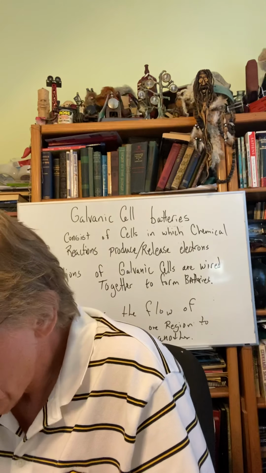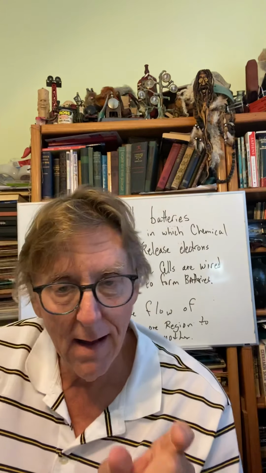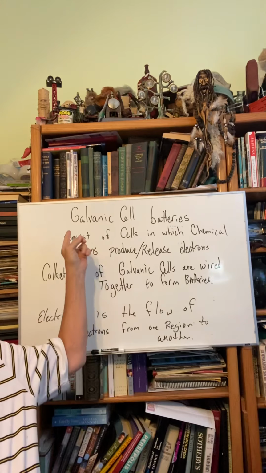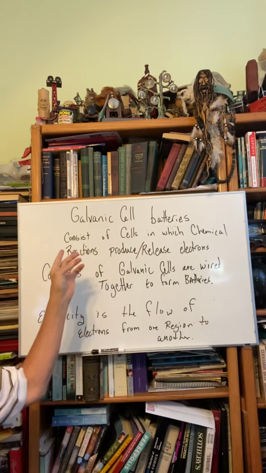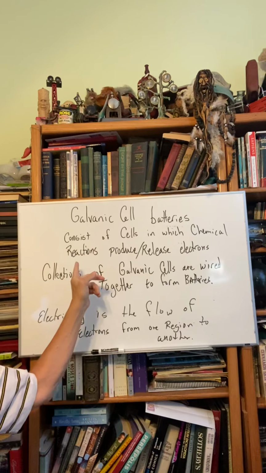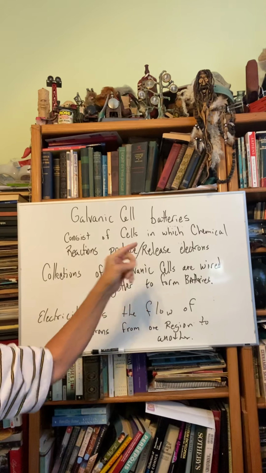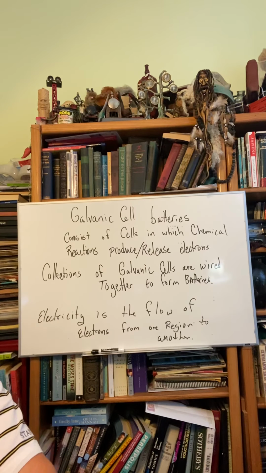And the main kind of battery is something called a galvanic battery. A galvanic battery is a series of cells where you have chemical reactions. So galvanic batteries consist of cells in which chemical reactions are happening, and they are going to produce and release electrons. And when you combine a bunch of these together, we have a battery.